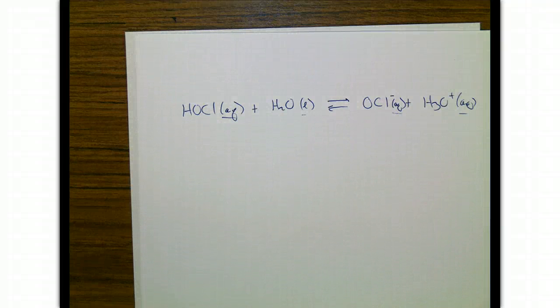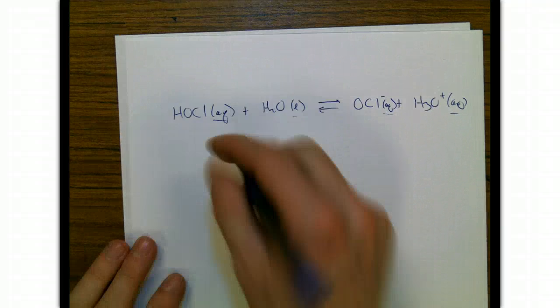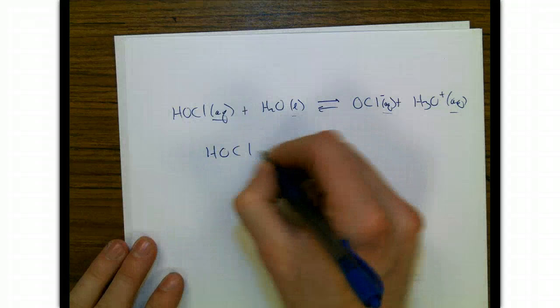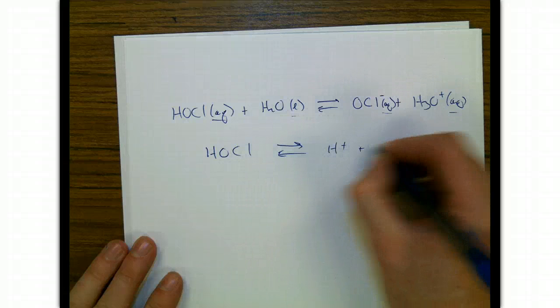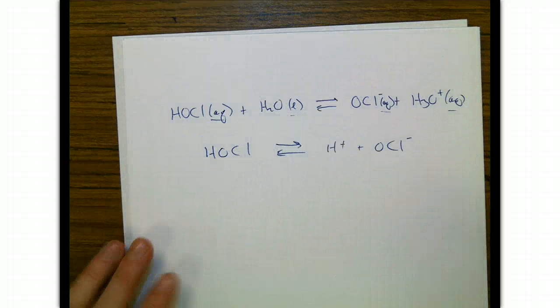Now, the College Board also accepts the Arrhenius definition. The Arrhenius definition, of course, would be HOCl, and of course that ionizes into H plus and OCl minus. And of course these two can be flipped. It doesn't make a difference.